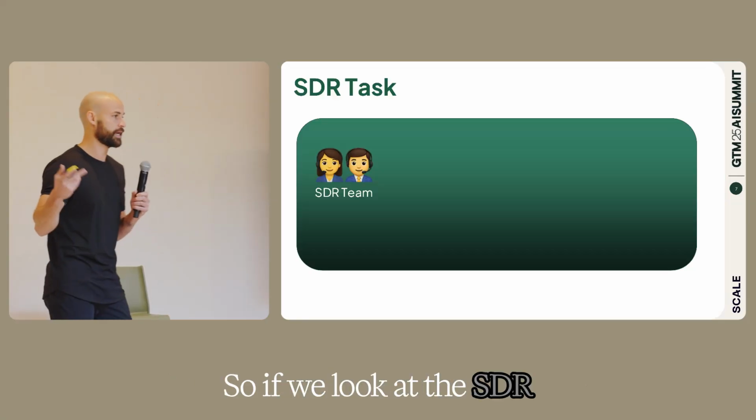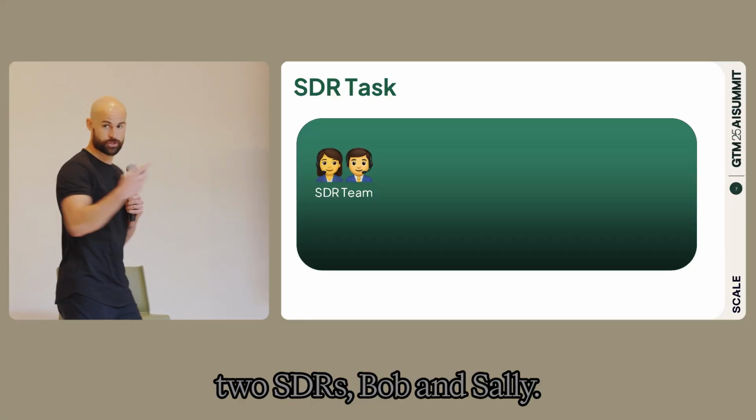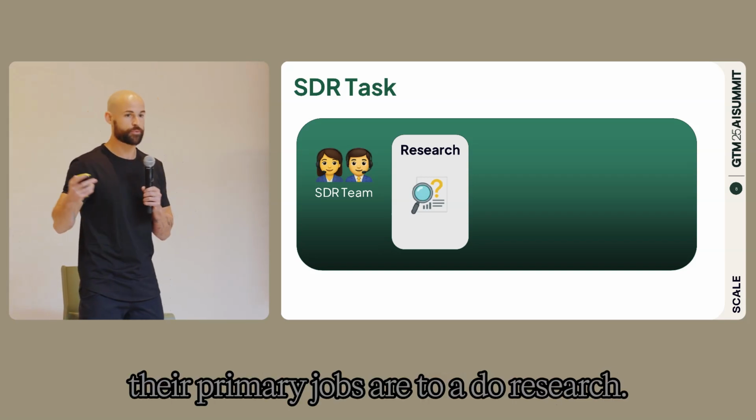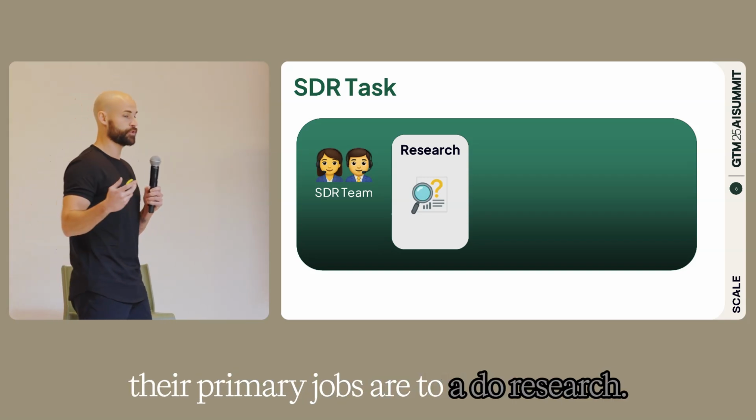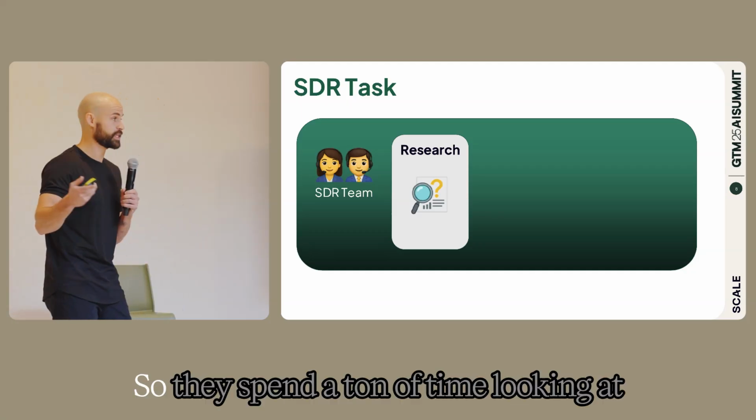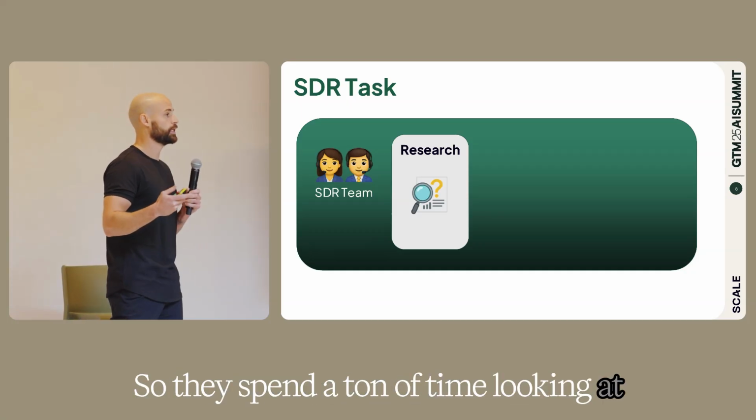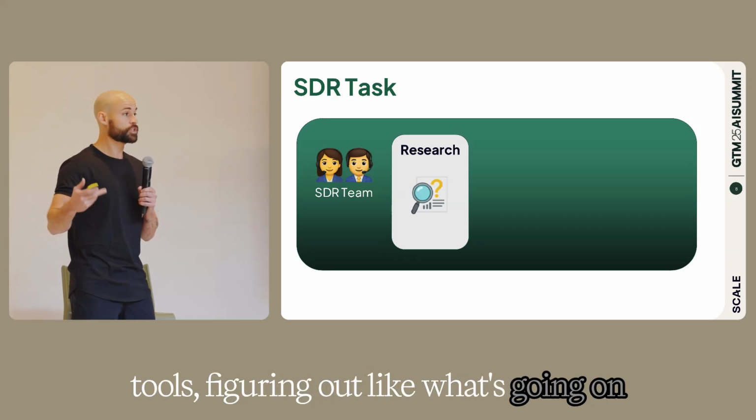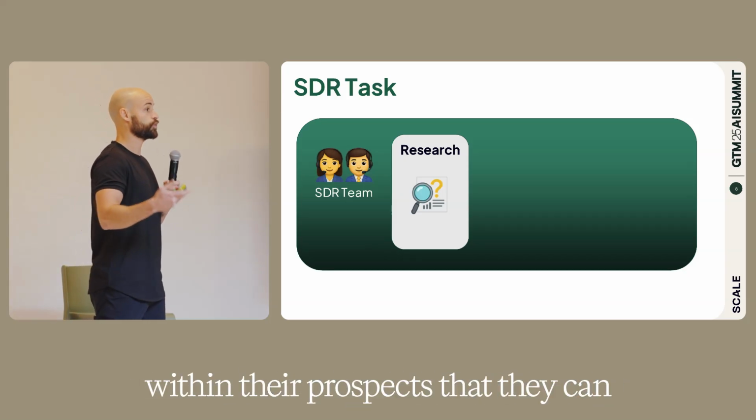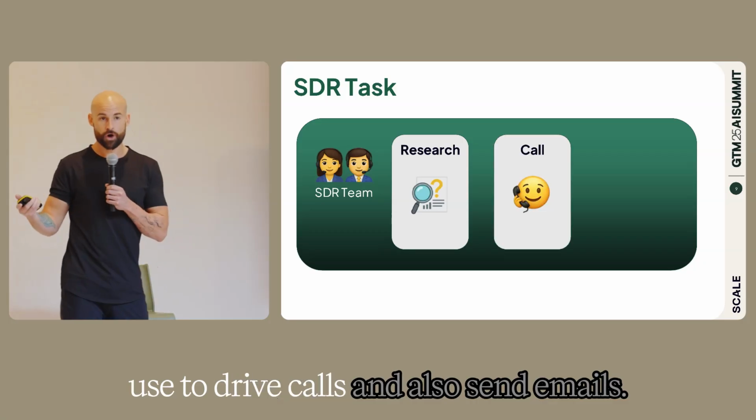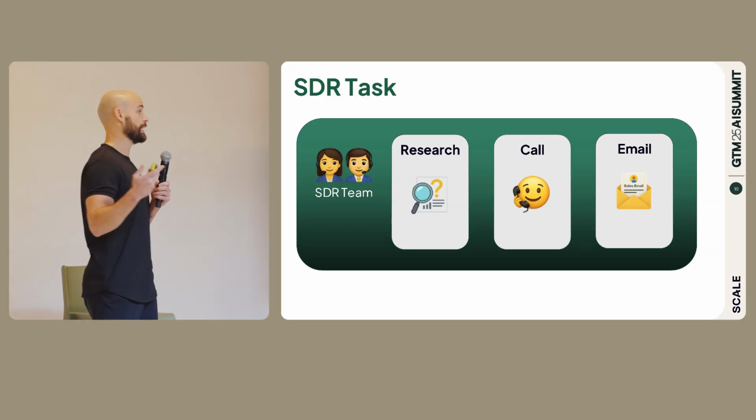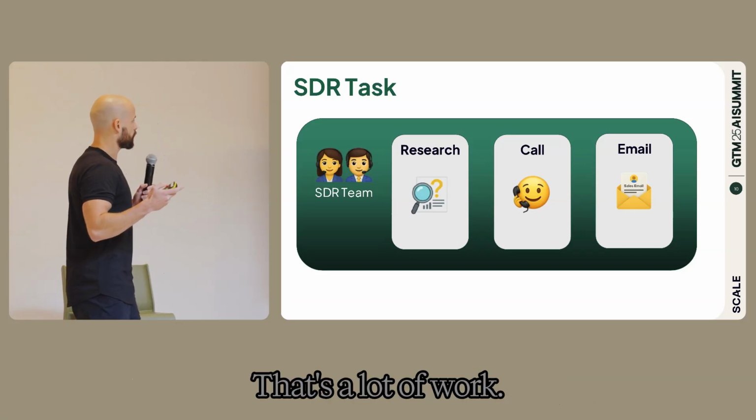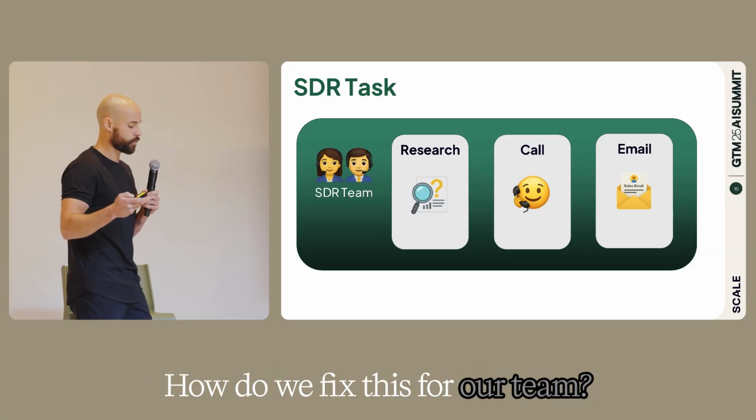So if we look at the SDR team, we're going to call these two SDRs Bob and Sally. Bob and Sally are our SDR team, and their primary jobs are to do research. So they spend a ton of time looking at internal tools, looking at third-party tools, figuring out like what's going on within their prospects that they can use to drive calls and also send emails. So when we look at this, we're like, wow, that's a lot of work. How do we fix this for our team?